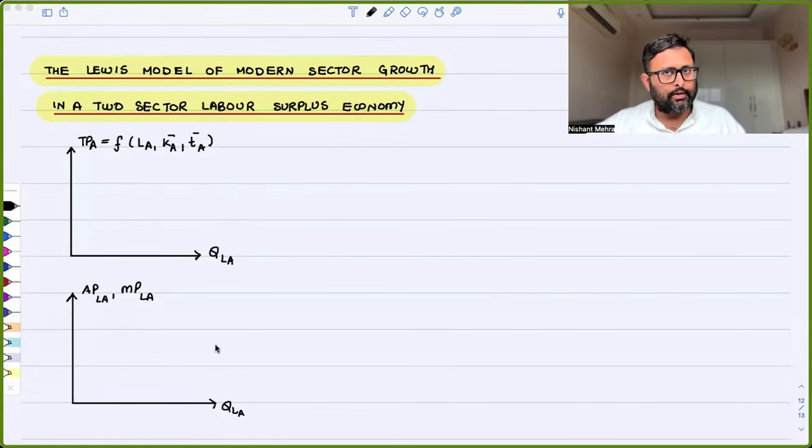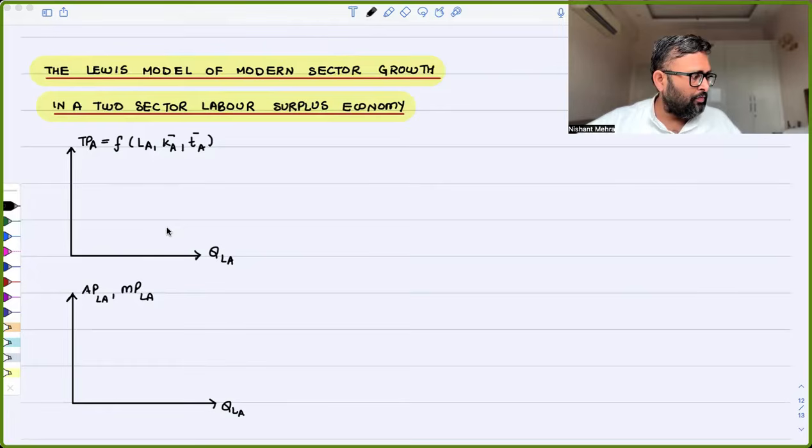So there are two sectors here. One is the agricultural sector, and another is the industrial sector. So you need to be patient enough because this is one of the most important topics. And in most of the papers, there'll be at least one question on the Lewis model, right? So I hope you will write alongside me.